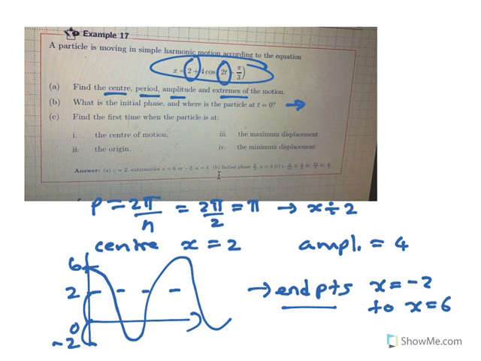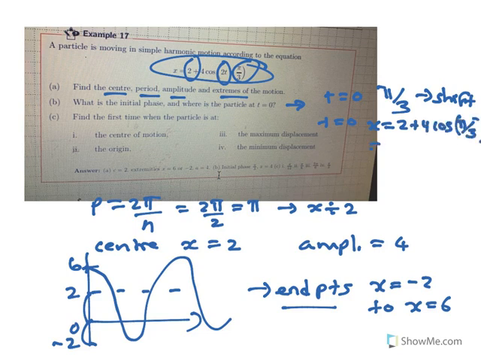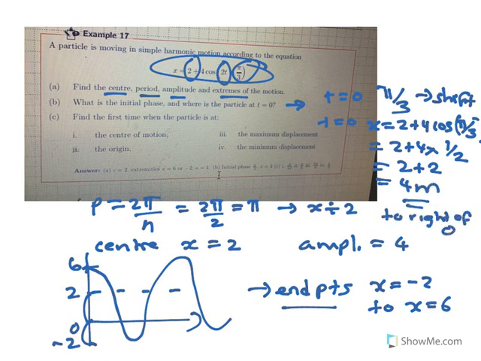The initial phase and where is the particle at t equals 0. The initial phase, that's when t equals 0. The initial phase is pi on 3. The phase is just like this plus alpha, or it's just your shift. That's what they call the phase. So when time equals 0, where is it? It is 2 plus 4 cos pi on 3. And pi on 3 is equal to cos 60, so that's a half. So it's 2 plus half of 4 is 2. So it's 4 metres to the right of the origin.